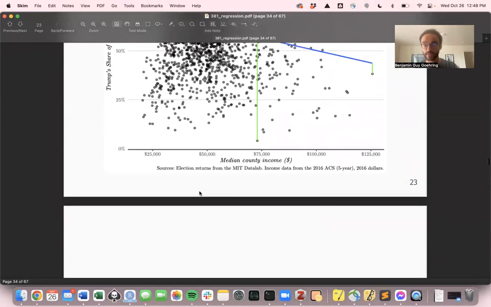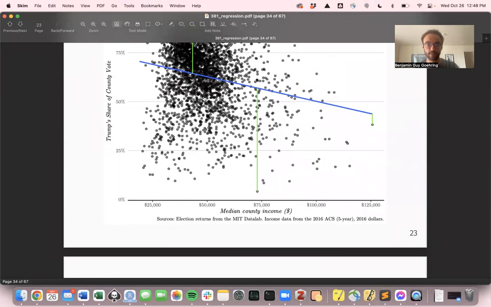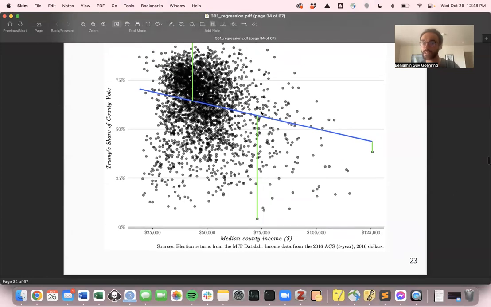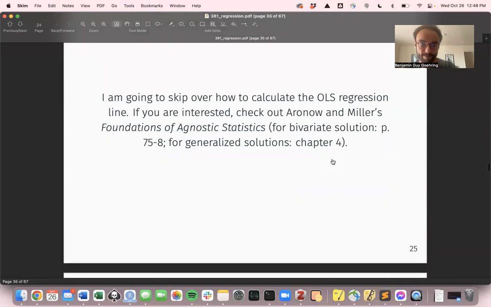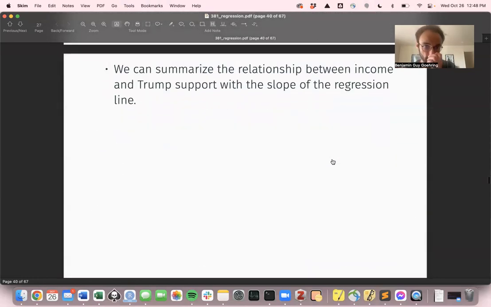What we're going to do today is figure out how we can calculate ourselves the crucial pieces of information contained in this blue line. In particular, what we might be interested in is the slope of this line and how confident we are in the slope of this line.